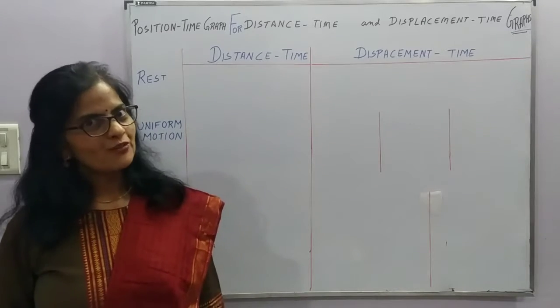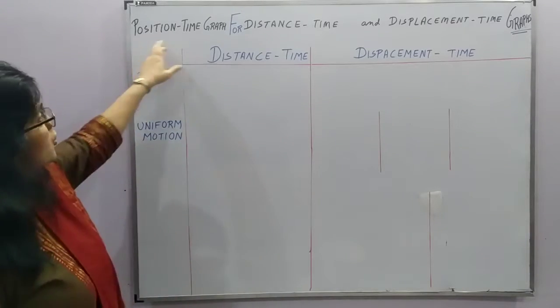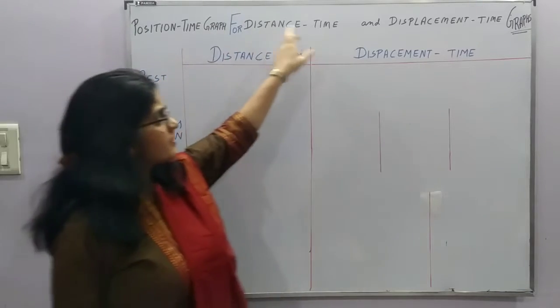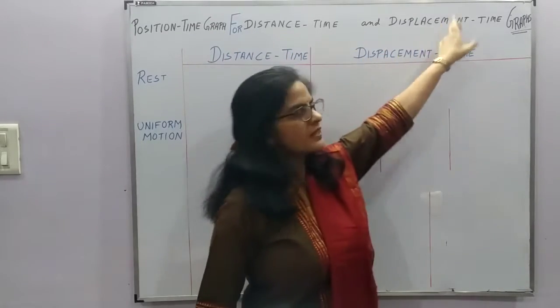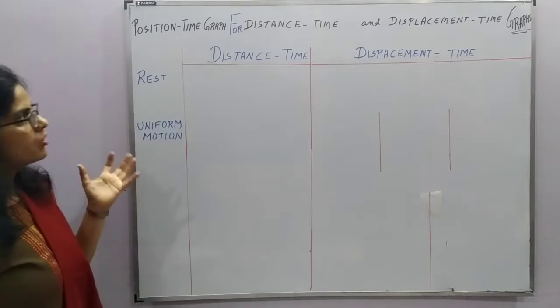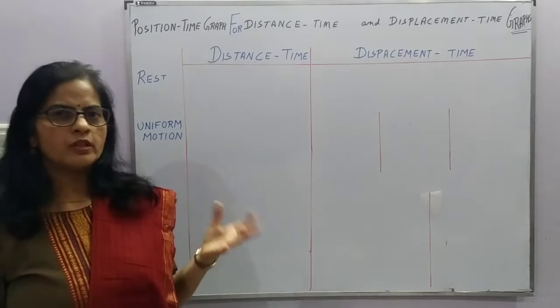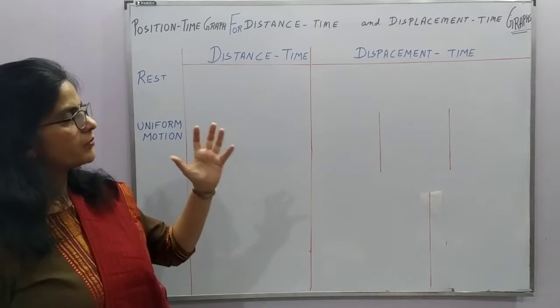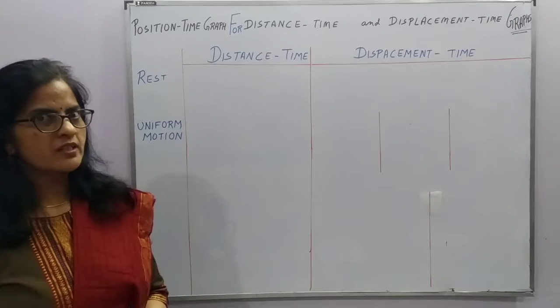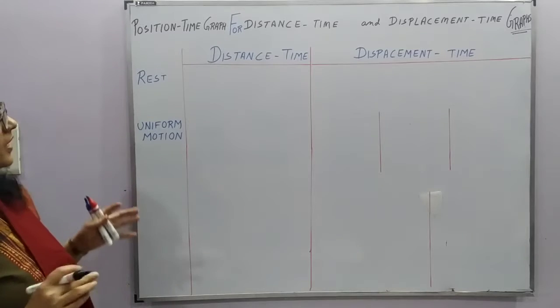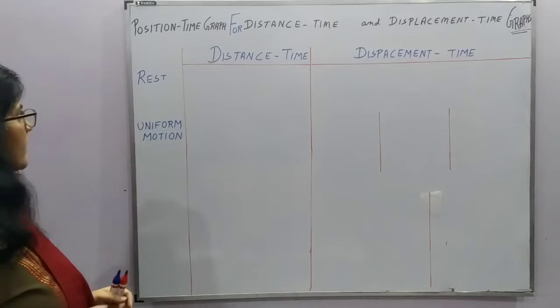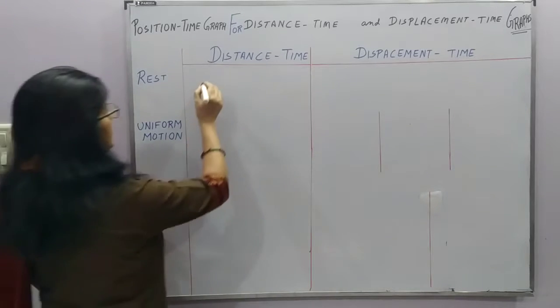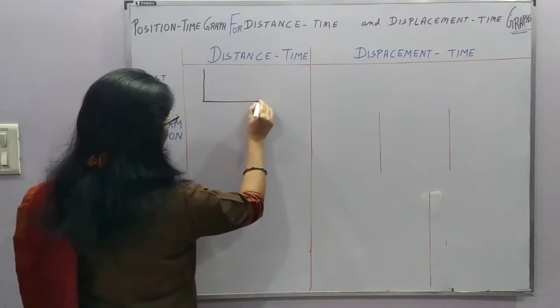Everyone. Today we are going to discuss the position time graph for distance time case and displacement time case, right? So we have already studied how these graphs look like, but in order to compare, because there is a lot of confusion when we discuss these in detail, so let's just recap and summarize all these things together. We know the case of rest, it's very simple, I'll not take much time.